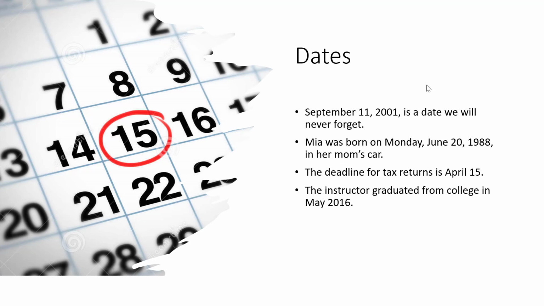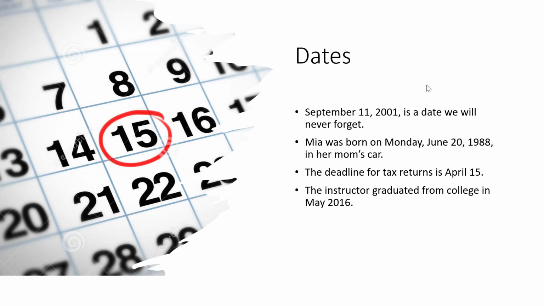Commas are also used for dates. When you are using commas for dates, we have 4 examples that just popped up. One, when you have the full date, you will always put a comma between the day and the year. And if you have additional text in a sentence after the year, such as we have after 2001, there is a comma after the year. So you are separating the date from the rest of the sentence with the comma.